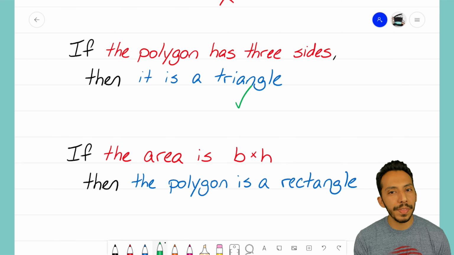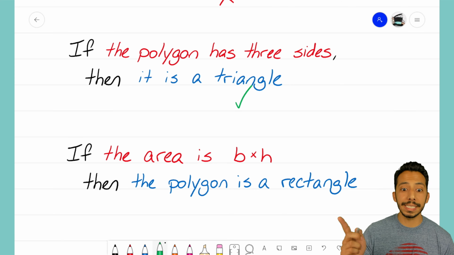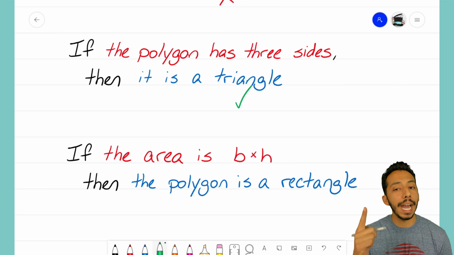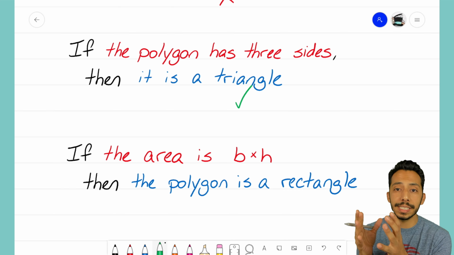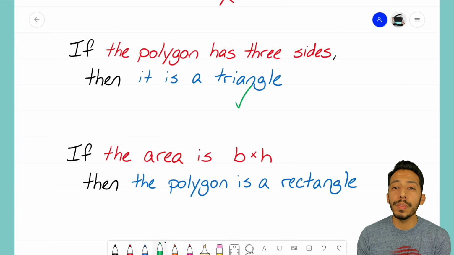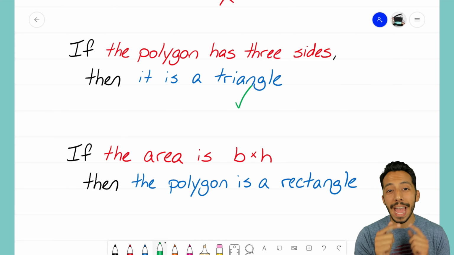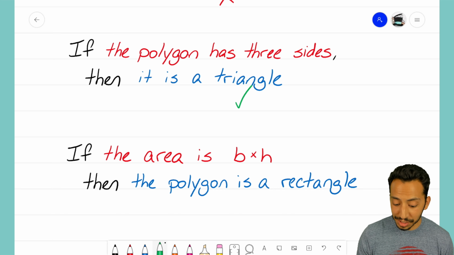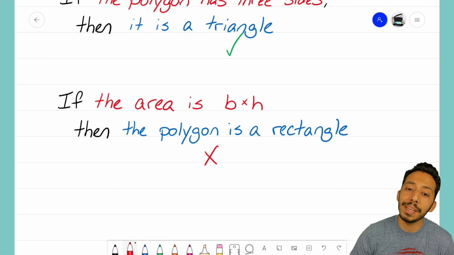Because I know some of you out there might be thinking, oh, this is a true conditional statement, because I know that the area of a rectangle is base times height. We have to think about it through the lens of if-then. If you know you have this shape and you know the area is found by base times height, does that mean the shape has to be a rectangle? Is it forcing that to be a rectangle? The answer for this one is that this is a false statement.